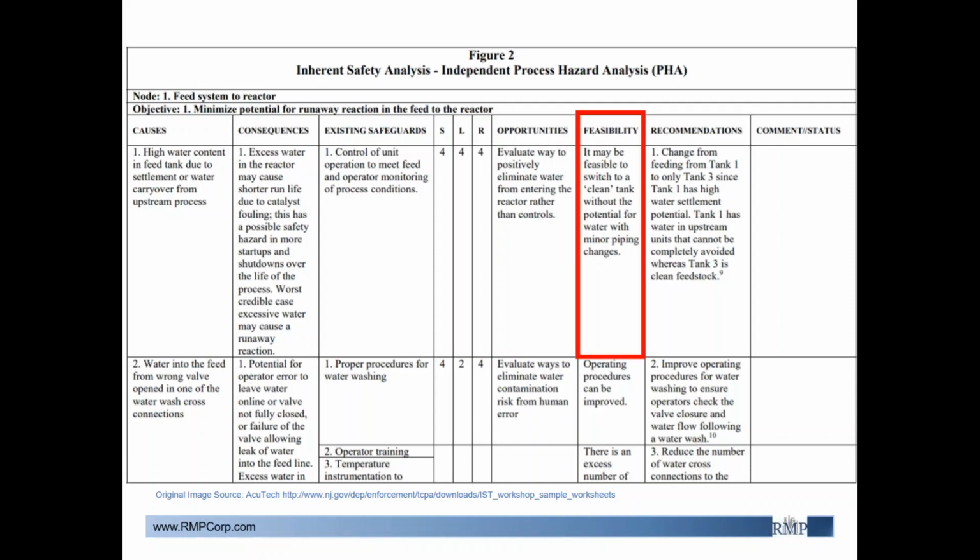The team then examines whether it is feasible to eliminate water from this process and documents it may be feasible to switch to a clean tank without the potential for water introduction by making minor piping changes. Thus, the recommendation is to change the feed to the reactor from the tank that currently has high water settlement to a tank that has a clean feedstock.